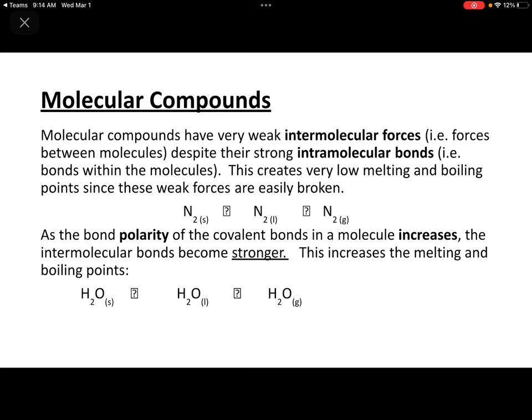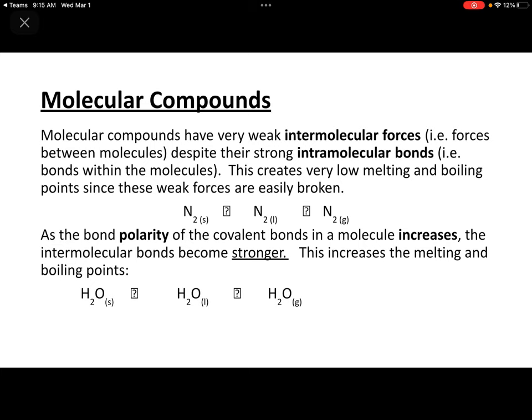So when we're looking at molecular compounds, these have very, very weak intermolecular forces. So that's, remember, the forces between the molecules, even though they have a strong intramolecular bond, okay? And that's bonds within the molecules. Because of that, they have a very low melting and boiling point because they have weak forces, and because of that, they can be easily broken. So that low melting and boiling point means that the forces between them can be easily broken.